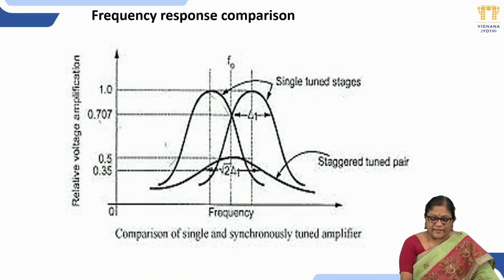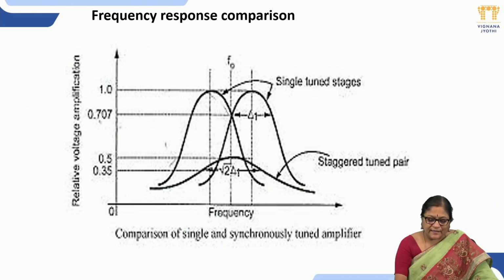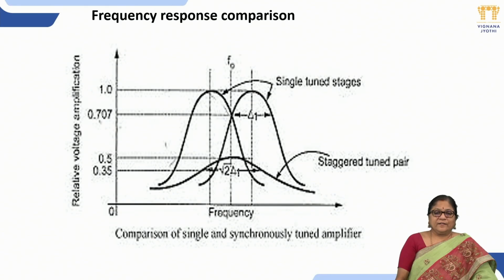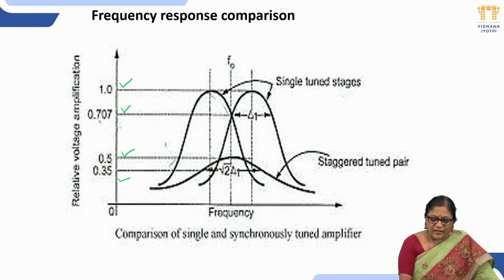Another way of looking at this: this is the two single tuned amplifier stages, and this is a stagger tuned. Stagger tuned is going to increase the bandwidth by reducing the voltage gain. So this is a comparison on the same single tuned amplifiers. 1.0 is the maximum gain, and 0.707 is the 1 by root 2 times. If you look at the maximum peak gain, it is getting halved, but the bandwidth is almost doubled. Compared to the bandwidth of individual stages, the overall bandwidth will be improved a lot.